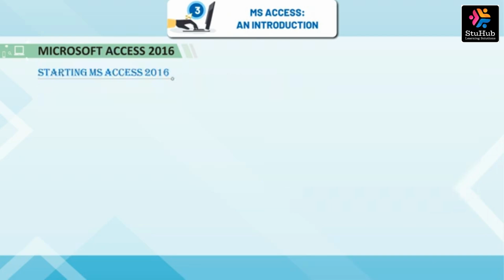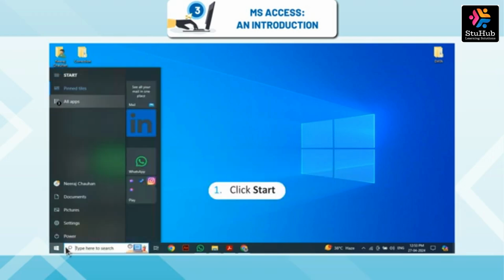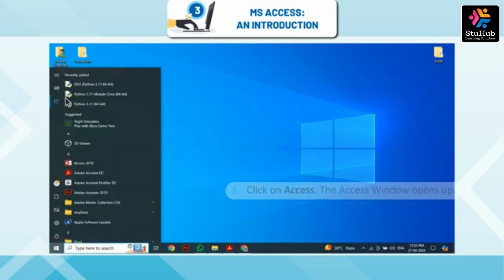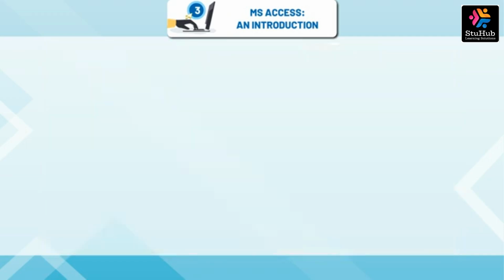Starting MS Access 2016. To start MS Access, follow the given steps. Click Start. Scroll the All Programs list. Click on Access. The Access window opens up.